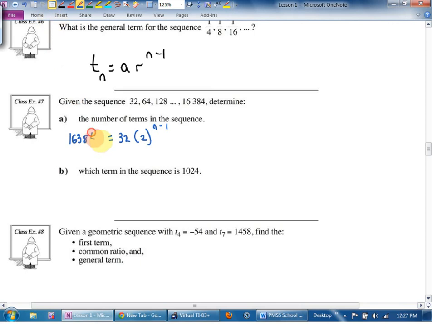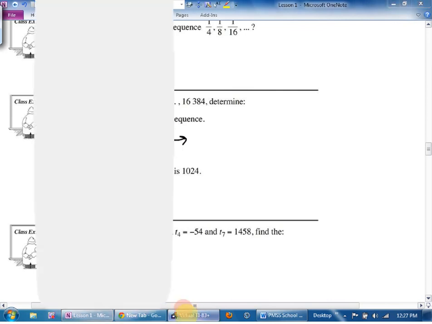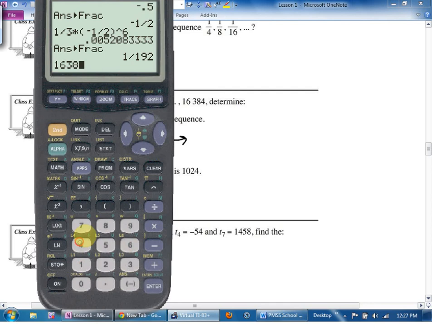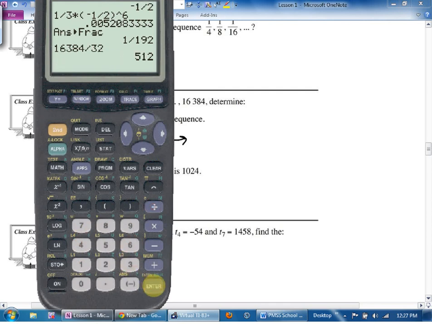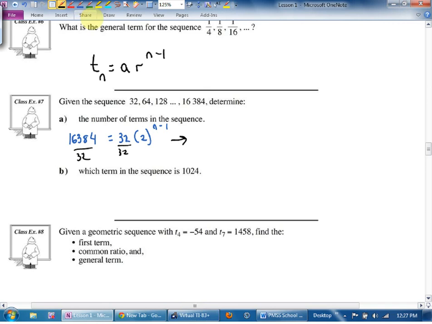Where is the variable sitting in an exponent? How do I solve an equation where the variable is in an exponent? Logs, baby! Oh, but wait a minute. We're not going to take the logs yet. We always wanted to get the exponent by itself. I see Brennan do that. Let's divide by 32 first. Divide by 32. Our new equation is going to be 16,384 divided by 32, 512. I have 512 equals 2 to the n minus 1.